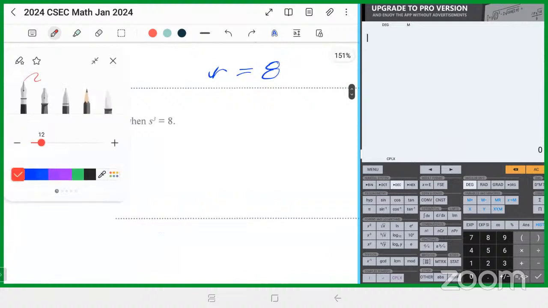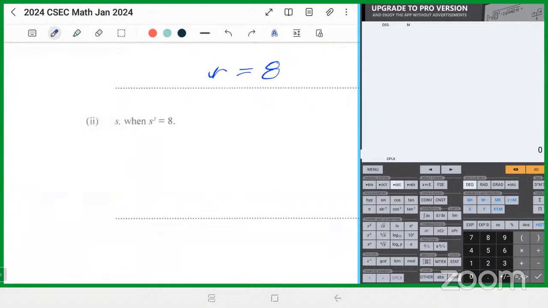For this one, s cubed is equal to 8. So this can be done 2 ways. We can write this 8 as 2 cubed and end up with s cubed equals 2 cubed if we recognize the 8 as 2 cubed. And so since now the powers are the same, it means that the base must be the same. And so s would be equal to 2.